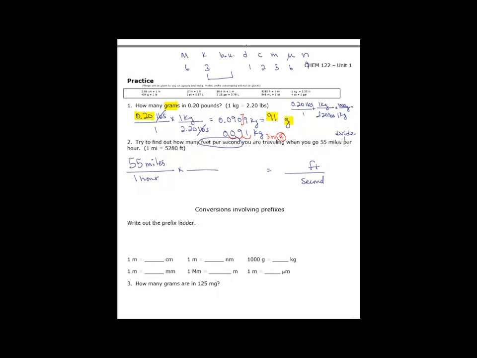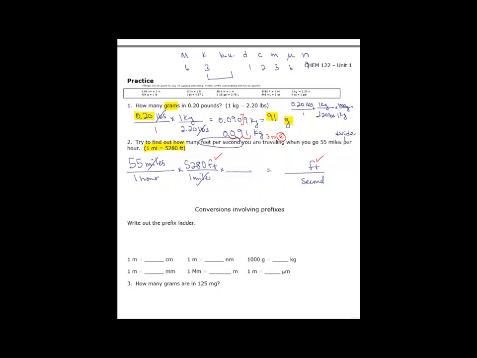So I see a conversion factor here that converts miles to feet. So I'm going to go ahead and use that. So 1 mile is 5,280 feet. So now I'm in feet. I have achieved that. If I stopped right here, my units would be feet per hour. So I need to convert hour to seconds.